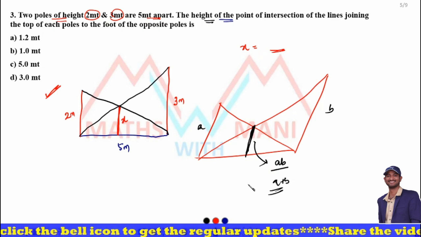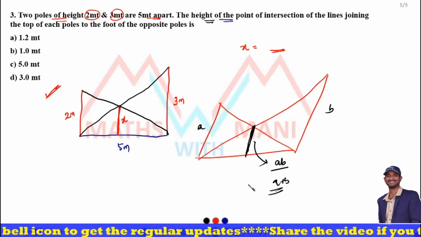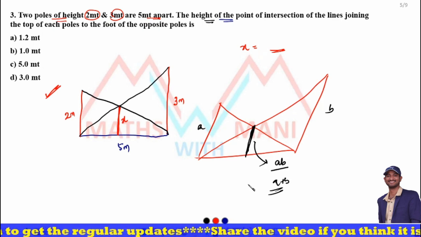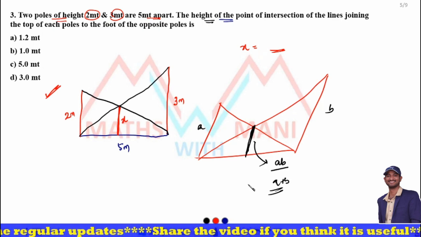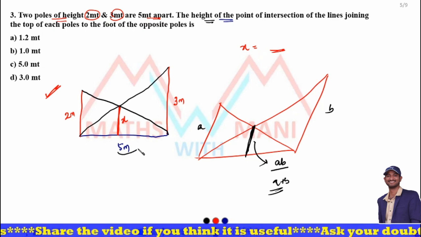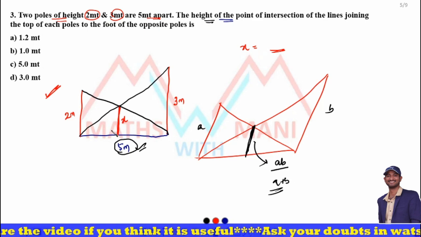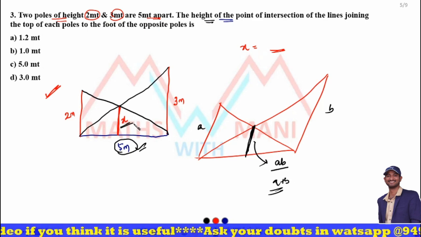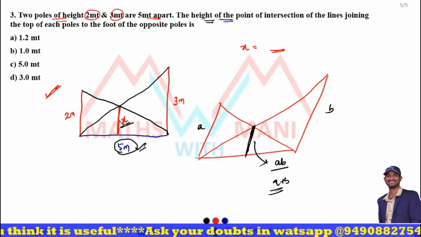I already did a proof in similar triangles. Please watch that video in similar triangles. Using similar triangles we can solve this. Without using this distance of 5 meters, we can easily solve the value of x. So what is the value of x here?